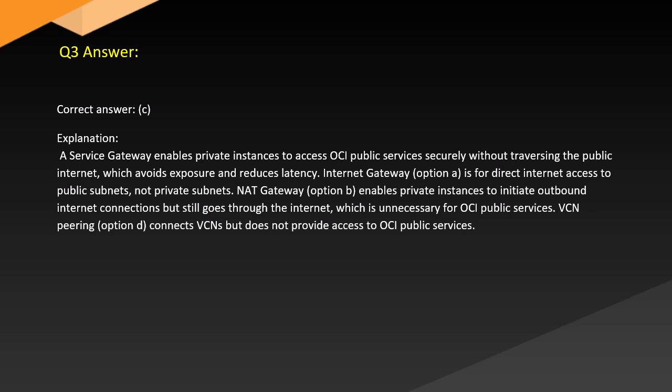NAT gateway, option B, enables private instances to initiate outbound internet connections but still goes through the internet, which is unnecessary for OCI public services. VCN peering, option D, connects VCNs but does not provide access to OCI public services.